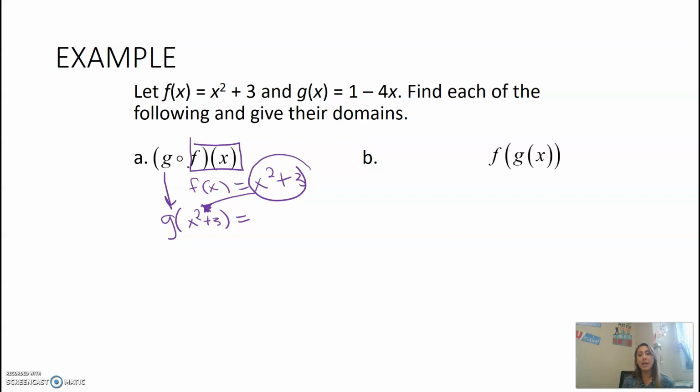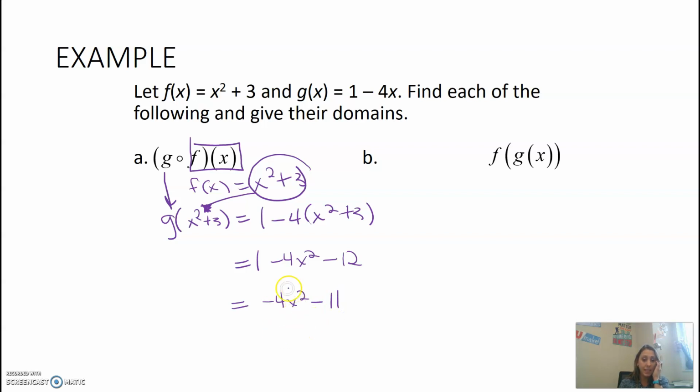So now we're going to put that in g, and g is 1 minus 4x. Everywhere I see an x, I replace it with x squared plus 3. And then I just need to do this. Negative 4 times x squared is negative 4x squared. Negative 4 times 3 is minus 12. Combine like terms, and I end up with negative 4x squared minus 11.